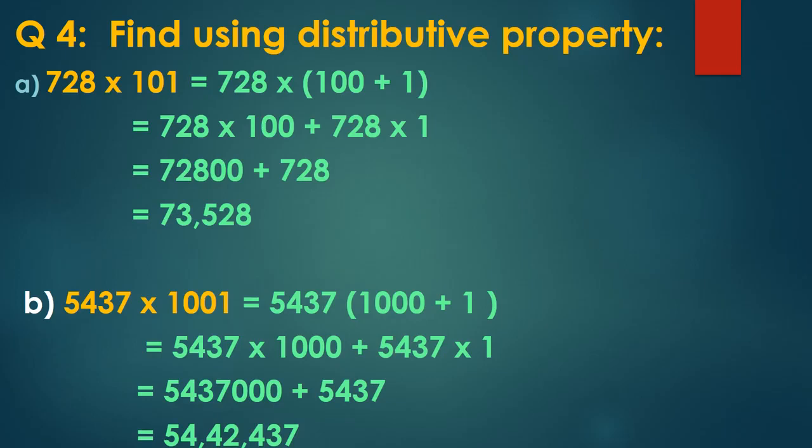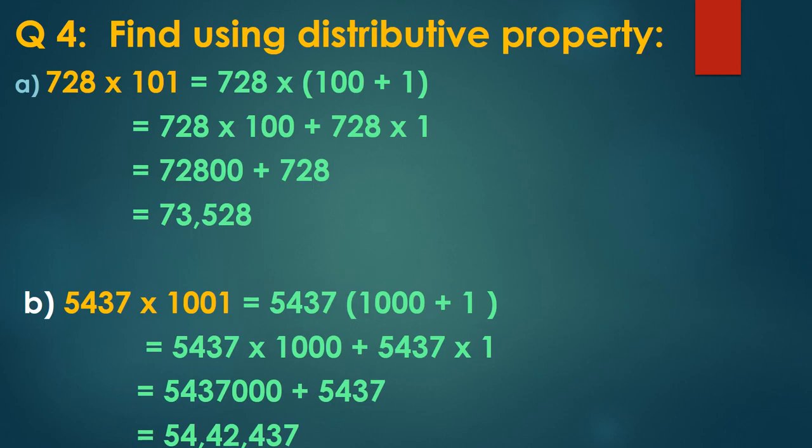Now see our fourth question. Find using the distributive property, the distributive property of multiplication over addition and subtraction. This you have done in the previous lecture also, and in this also it is there. See the A part, 728 multiplied by 101. How do we write 101? We can write 101 as 100 plus 1.